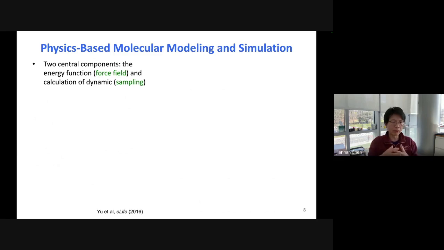So the key approach that people have been using in the field is what I would call physics-based modeling and simulation.